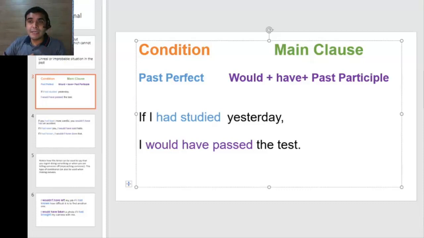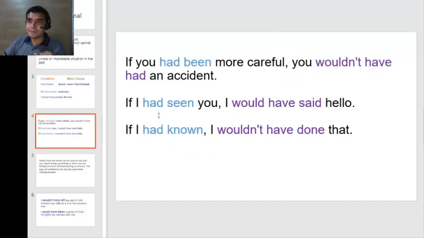So now let's see some examples just for you to see how it works. We are going to imagine a different past. So if you had been more careful, but you were not careful, right? But if you had been, had plus past participle, the past participle of the verb be is been. If you had been more careful, you wouldn't have had an accident. Would plus have plus past participle, wouldn't have had an accident. You were not careful. Now we are imagining a different past.